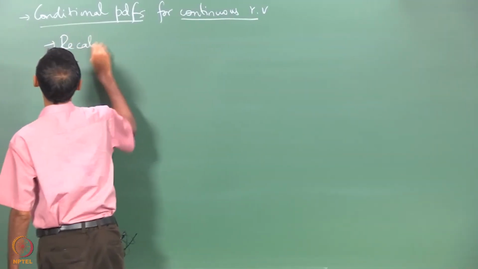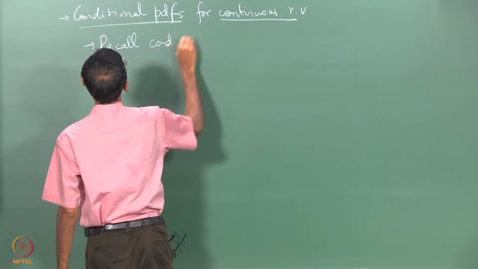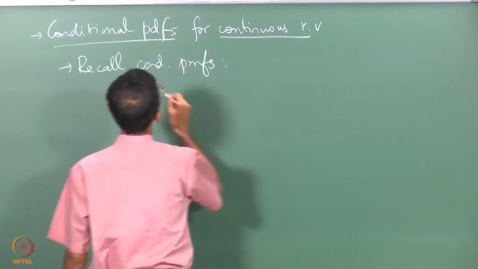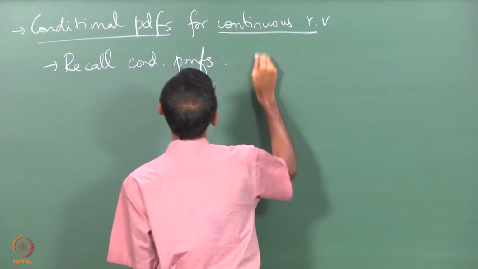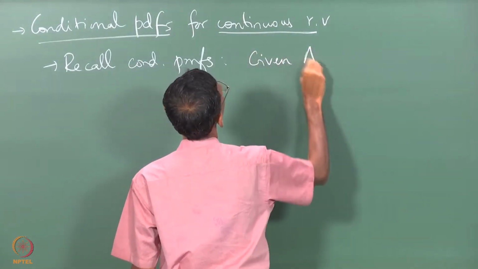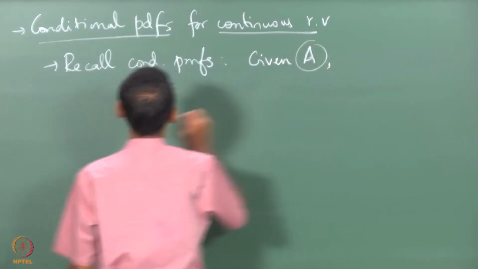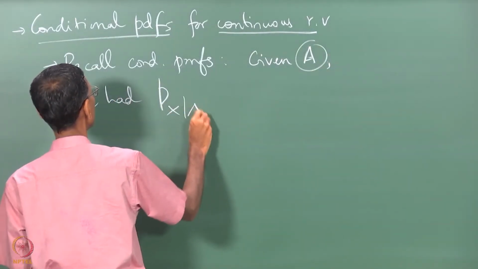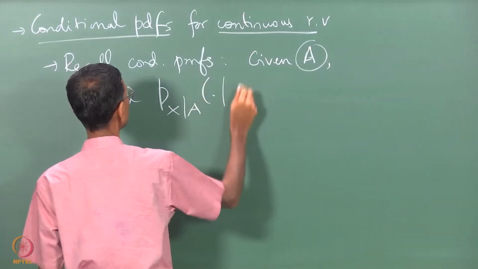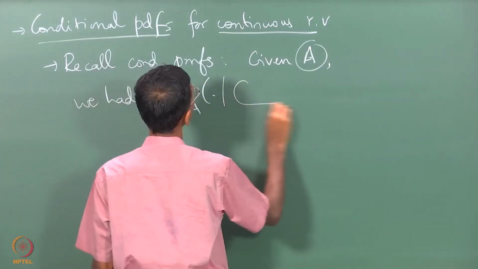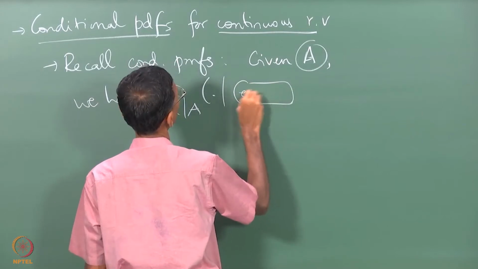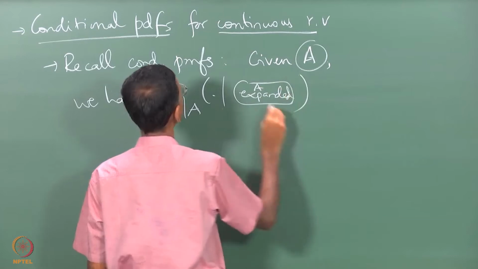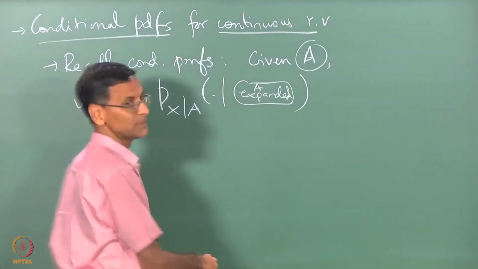So we recall the conditional PMFs. What did we do? We had some event A, which could be anything, right? We had P_{X|A}(· | A), and here you could expand the A. This is the kind of notation that we had, right?